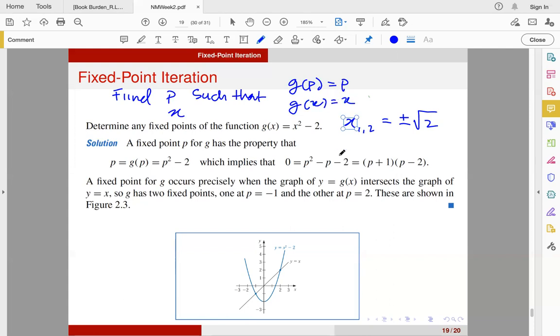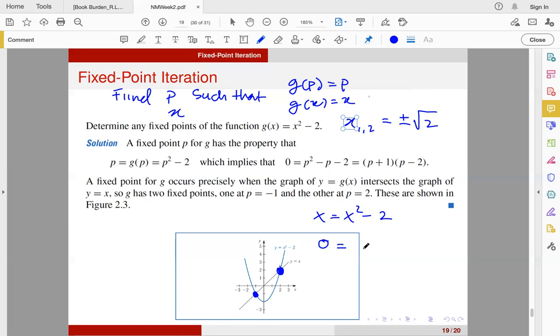Basically you find the intersection. You find the intersection point between this function and the line y equals x. This is the illustration. You want to find the point between the curve and y equal x. So these are the two points. That is the fixed point. To find that, you need to solve x equal x squared minus 2.